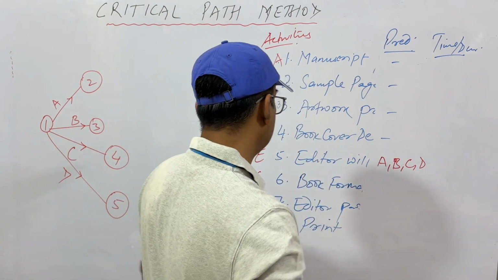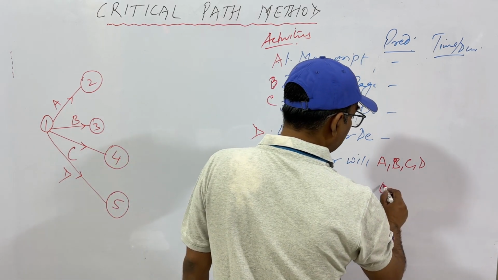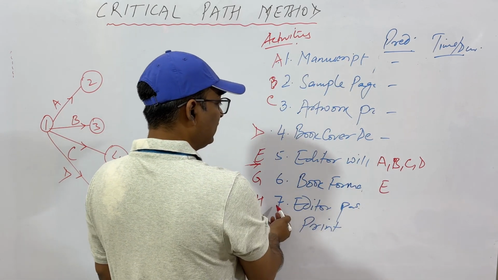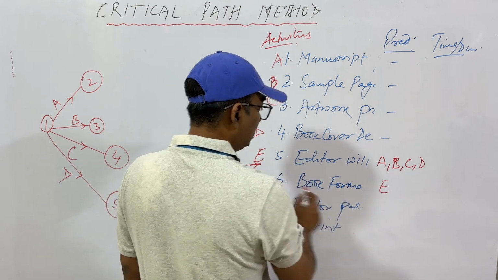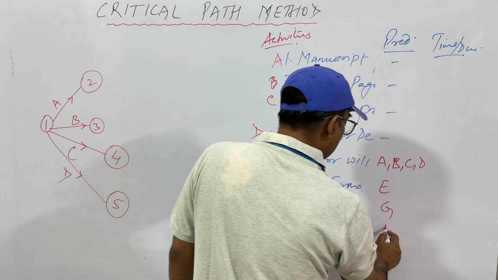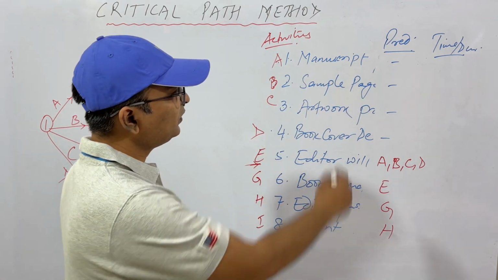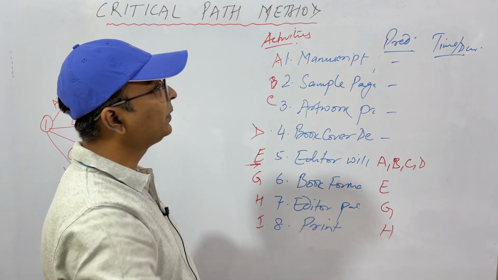Now book formatting. Until and unless E has been done, you cannot go to G. So here you have a predecessor, that is E. Again, when G is done, then only you can go to H, and when H is done, then only you can go to I. You will print only after it has been passed. So this is the predecessor column.